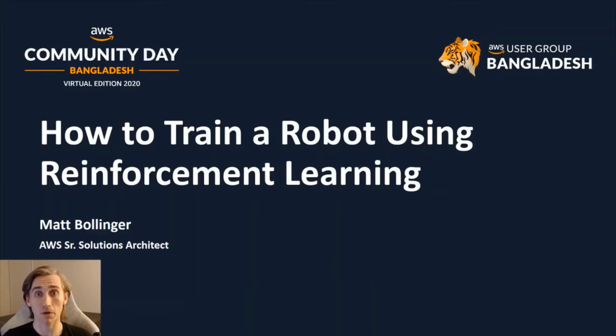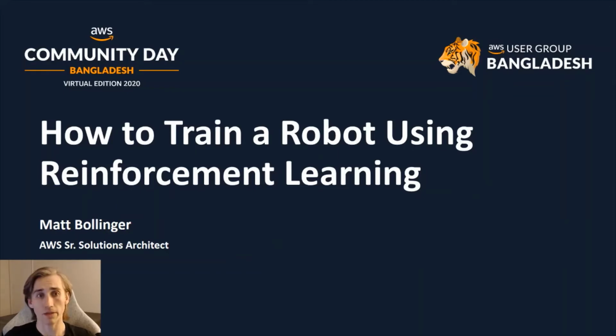My name is Matt Bollinger, and I am a Senior Solutions Architect with Amazon Web Services with a focus in IoT and robotics. I've been with AWS for about 5.5 years, and I've been working with the AWS RoboMaker service since it launched in 2018. Today we'll be talking about how to use RoboMaker to train a robot with reinforcement learning to accomplish a task.